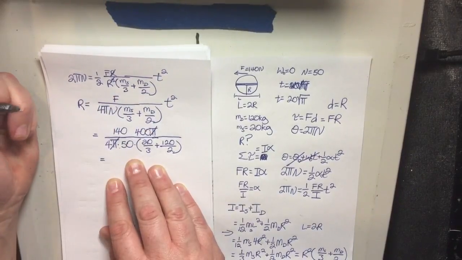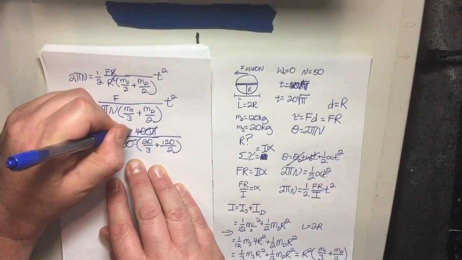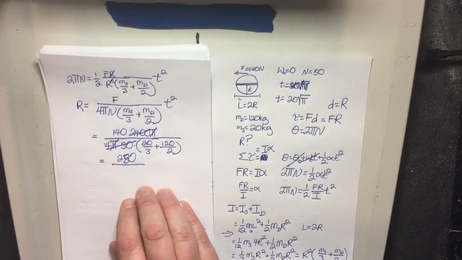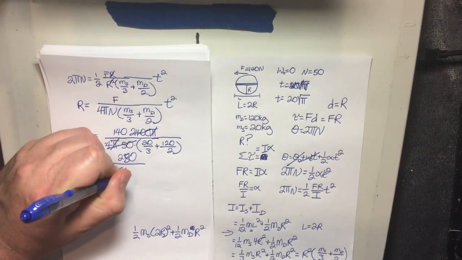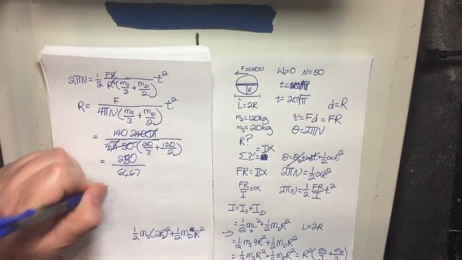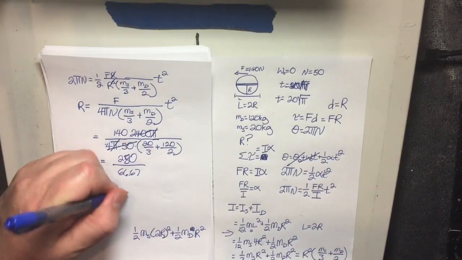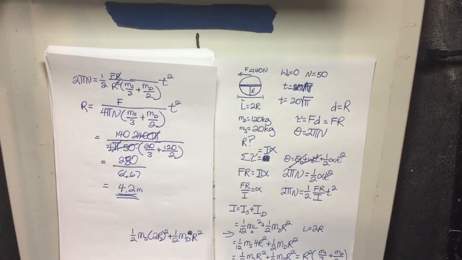Pi cancels with this. 50 times 4 is 200. 400 divided by 200 is 2. This leaves me with 280 divided by... I'm feeling kind of uncomfortable that this is going to work. 66 2/3. Oh, I'm awesome. 4.2 meters. 4.2 exact. Like I had planned it.